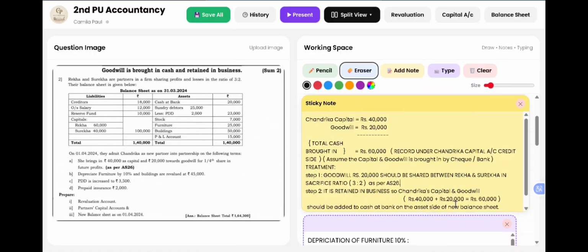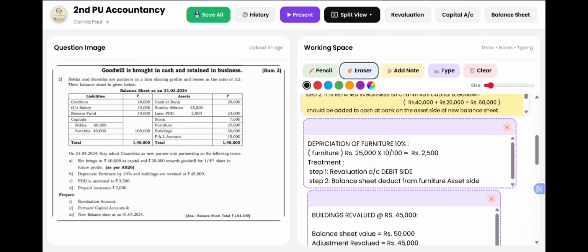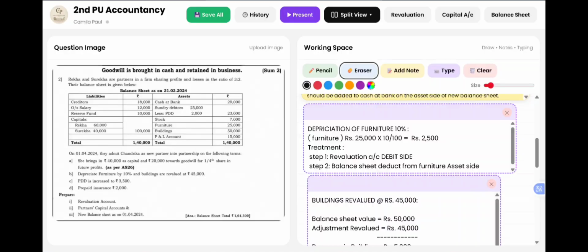Now moving on to the next adjustment, as per adjustment B, that is depreciate furniture by 10%. So depreciation of furniture 10%: calculate 10% on furniture, that is given in the balance sheet as 25,000. So 25,000 into 10% will be 2,500. Now this is a decrease in the asset furniture. So how do we treat it?